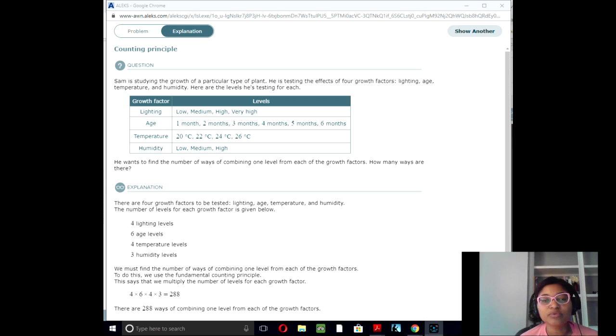So the only thing we will do in this problem is simply multiply the number of levels within each growth factor. So we'll multiply 4 times 6 times 4 times 3, and that will give us 288. So there are 288 ways of combining one level from each of the growth factors. Okay, let's move to the next problem.